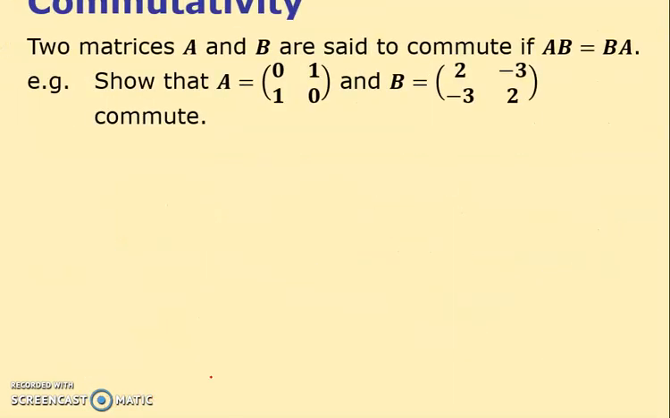Now, I suppose I should tell you about commutativity. Two matrices, A and B, are said to commute if AB equals BA. So notice, that's not as obvious as you might think. So for instance, in maths, 2 times 5 normally is 10. You switch the order, 5 times 2 is 10.